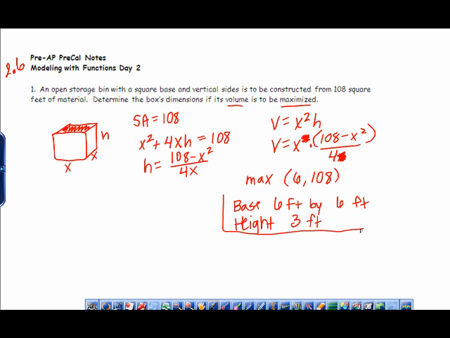Okay, so this is the box's dimension. You would need to distinguish between the base, not necessarily length and width, but you need to show the two dimensions for the base and the height.